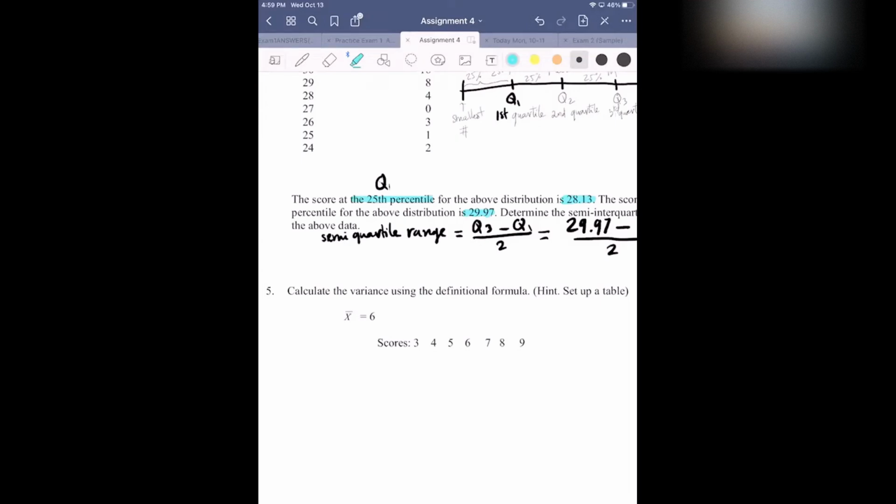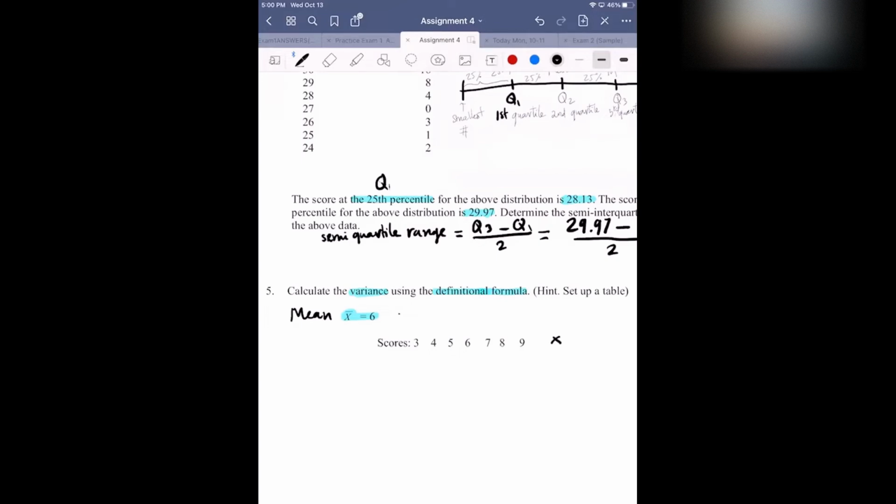All right, so in this problem, you need to calculate the variance using the definitional formula. You are given the mean. X bar is the mean of the data set. And you are given the scores. The scores are always the X values. Each score is an X value.